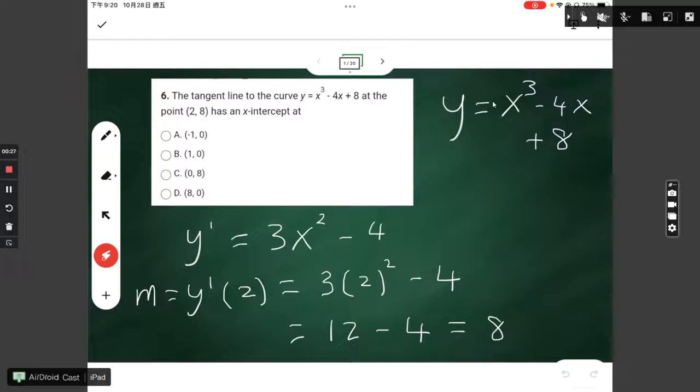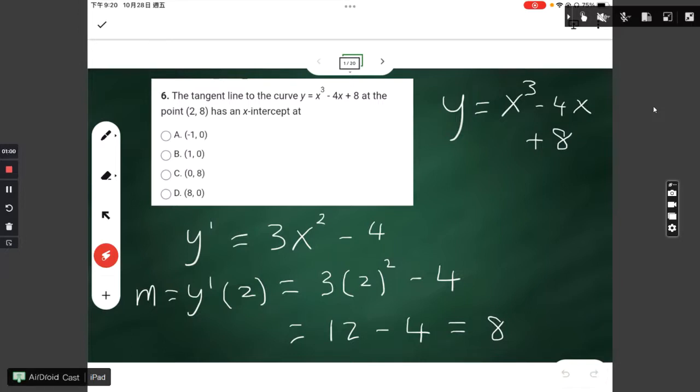Let's work on an interesting AP calculus question. This question says that the tangent line to the curve y equals x to the third power minus 4x plus 8 at the point (2, 8) has an x-intercept at what point?